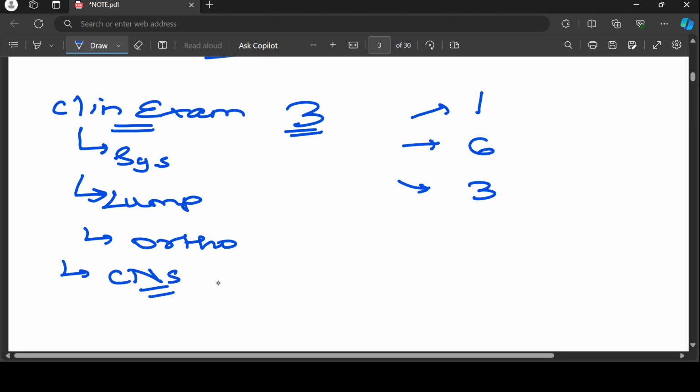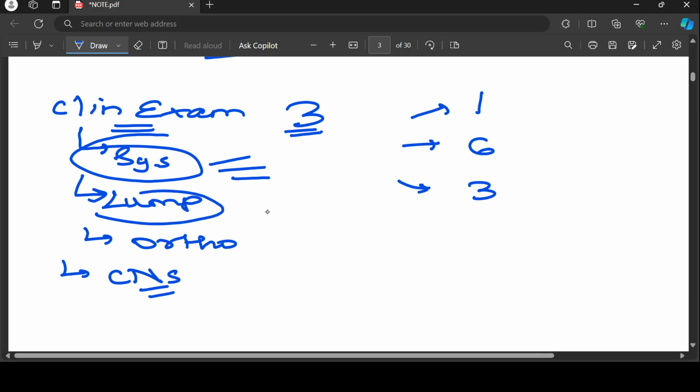There's a variety. So how is your approach going to be to this? You are supposed to first read through all the stations, and then you're supposed to divide them, that okay, these types of stations, for example systemic examination stations, have this approach. You have to create bullet points for yourself. The lump station has this approach. This is my approach for the exam. Ortho stations, these are the steps that I'm supposed to do.